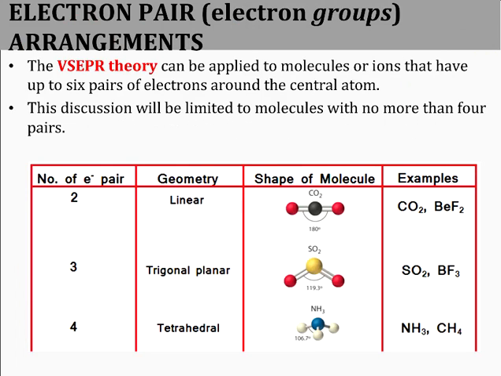Okay, so the VSEPR theory can be applied to molecules or ions that have up to 6 pairs of electrons around the central atom, or 6 electron groups. But this discussion will be limited to molecules with no more than 4 pairs. So don't worry about any geometries beyond the 3 that we talked about, which are shown below. Those are the only 3 we're going to focus on in this class.